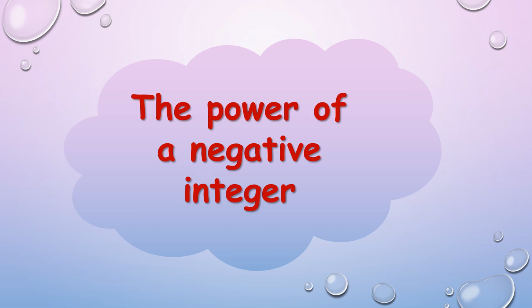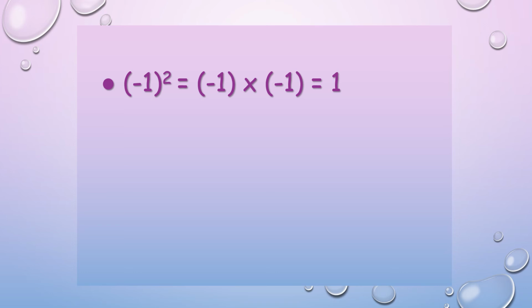The power of a negative integer. Let's see what will happen. There is a negative number, a negative integer. Now we are going to find a power of a negative integer. Here it is minus 1 to the power 2. That means minus 1 times minus 1. The answer is 1. It is positive.